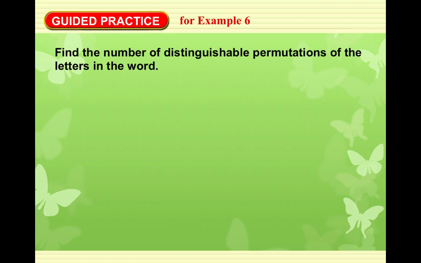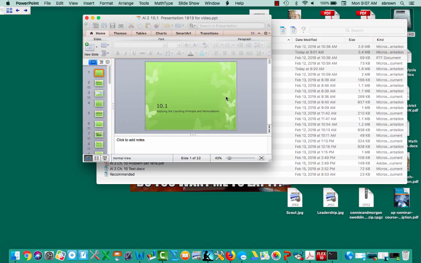All right, so now you just need to do the guided practice that goes with example 6. You want to find the number of distinguishable permutations of the letters in the word mall, and then you are done. All right, awesome. Make sure you've tried all of the guided practice, the problems to try on your own, and we will go over those in class.